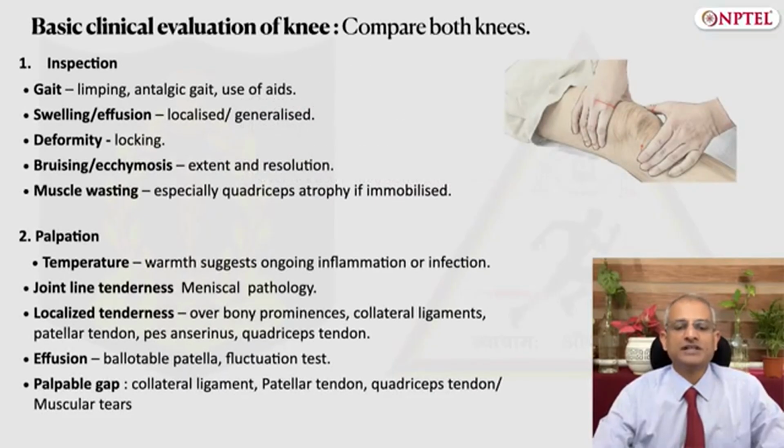After a thorough history, we proceed to the examination. The examination starts with inspection of the patient, and the patient needs to be appropriately exposed, and the examiner should be able to see the knee from all sides so that no finding is missed. Especially, this is true with the posterior aspect of the knee. Generally, people tend to miss out findings on the posterior aspect of the knee.